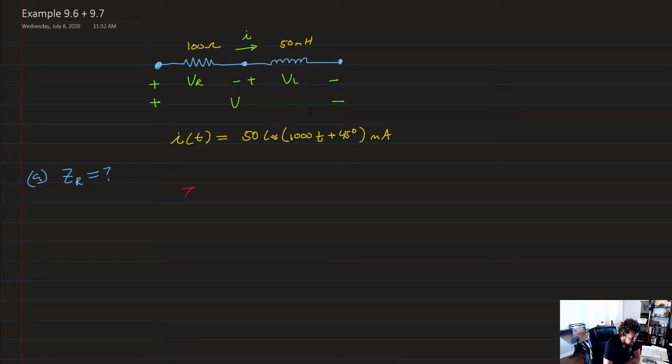Now we know from the previous video that for resistors it's really easy. The impedance of R is just equal to R. So our impedance, Z sub R, is just equal to 100 ohms.